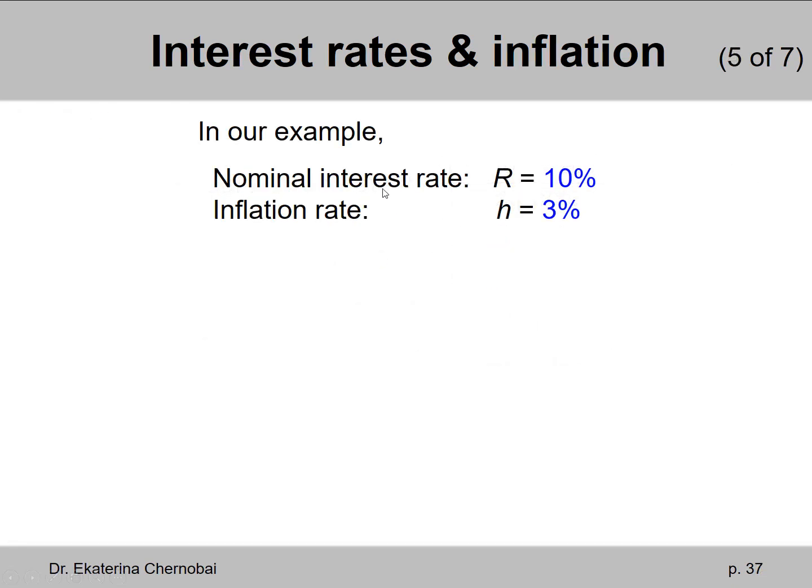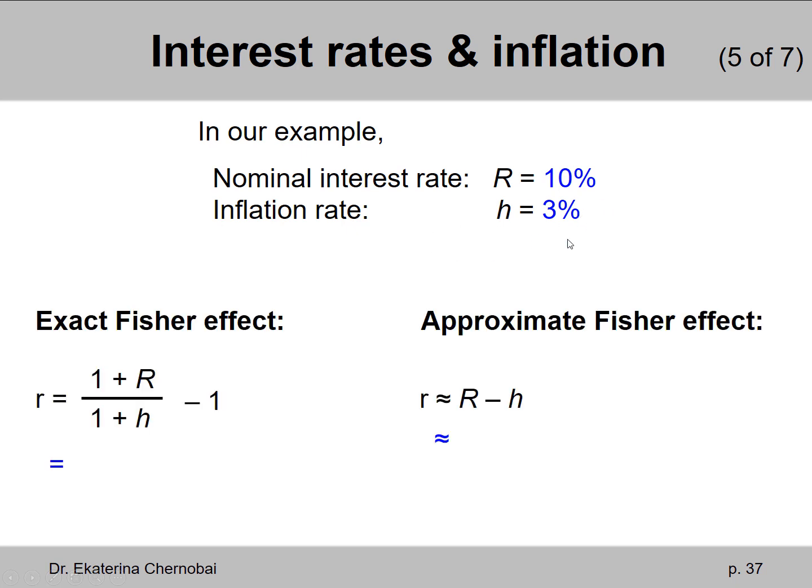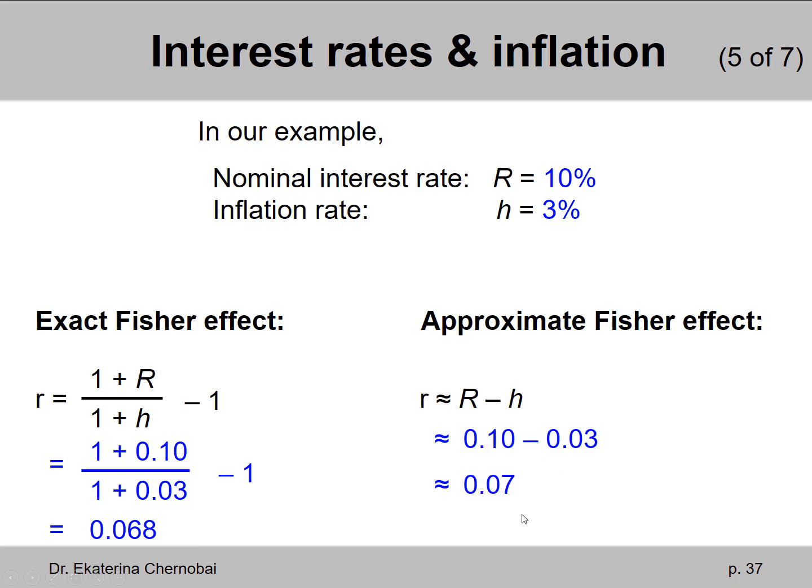So in our example, we had a 10% nominal rate, a 3% inflation rate, right? If we are asked to find the real rate, we could do it using the exact Fisher effect or using the approximate Fisher effect. By plugging in 10% and 3% into these formulas, we get 0.068, like we had earlier, and 0.07, right? So this is the approximate real interest rate.